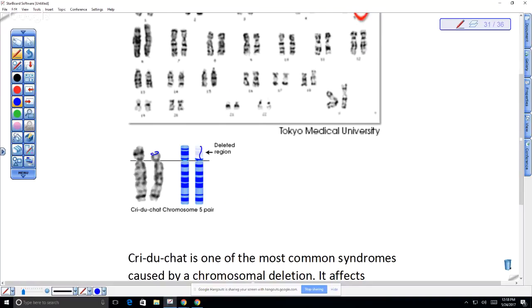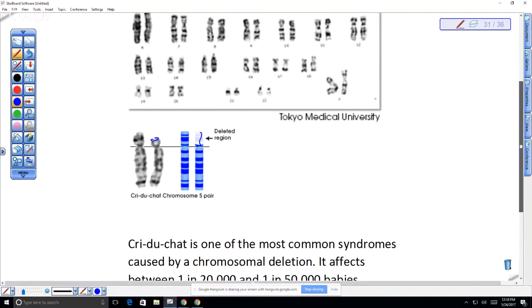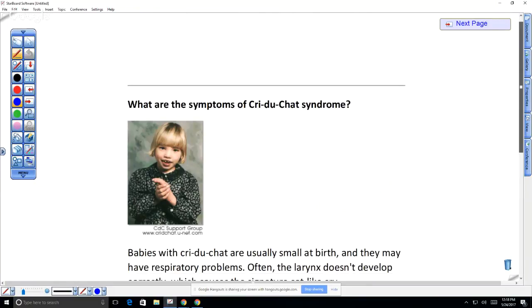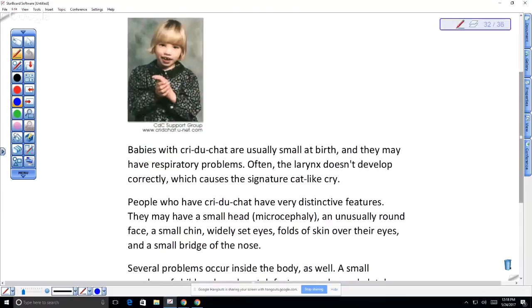And so this is actually the most common syndrome caused by chromosomal deletion, and was 1 in 20,000 and 1 in 50,000 babies have this. So it doesn't delete the whole chromosome. Just a portion of it. And it's probably because of crossing over not working properly and a piece of the chromosome gets somehow left out when it crosses over. And so they have other problems besides just crying. They tend to have abnormal shaped skulls. They're small at birth. They have respiratory problems. So all of these would be phenotypic characteristics that are due to missing that specific set of genes.